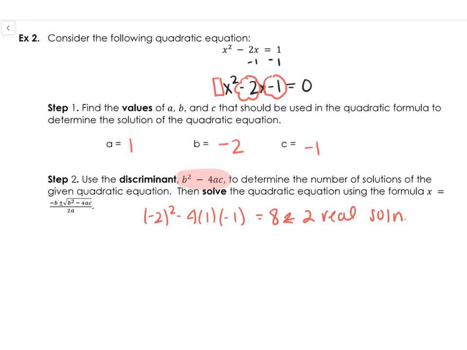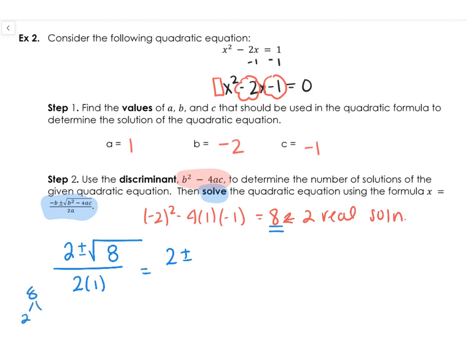Now I want to take all of that and plug it into the actual equation where the next part says, okay, well then solve using the equation. So I have opposite b, so it was -2. Positive 2 is 2 plus or minus the square root of b squared minus 4ac, which I just found to be 8, all over 2 times a. So I have 2 plus or minus square root of 8. I'm going to do my factor tree in the corner over here, which gives me 2 square root 2, and then all over 2. 2 times 1 is 2.